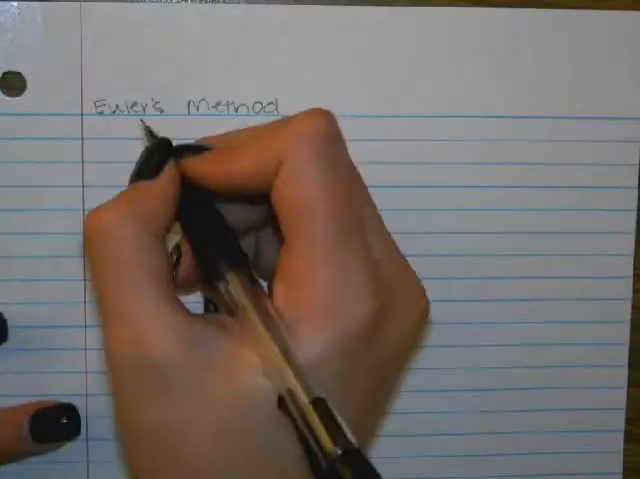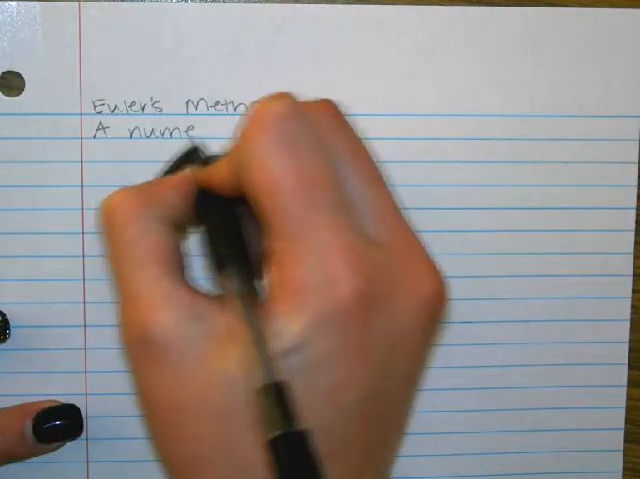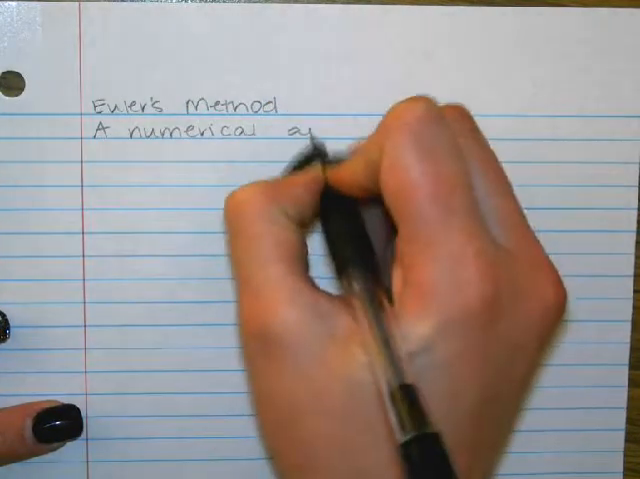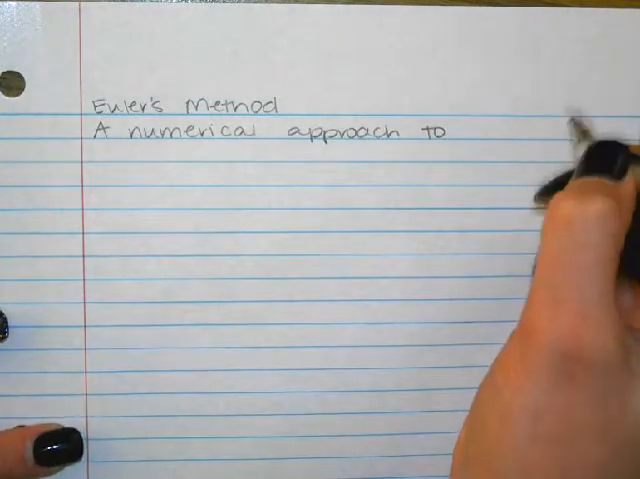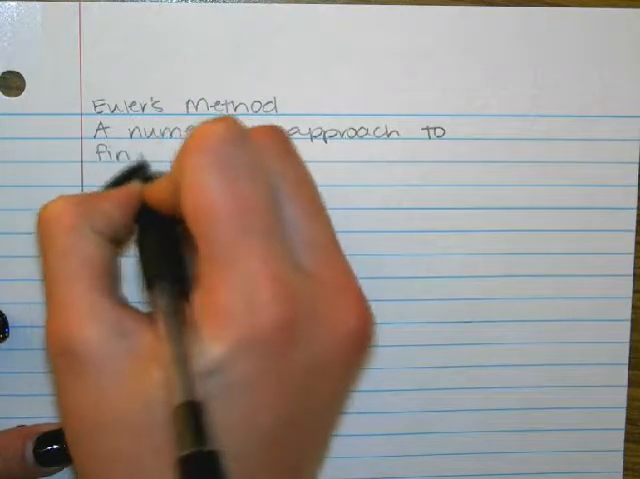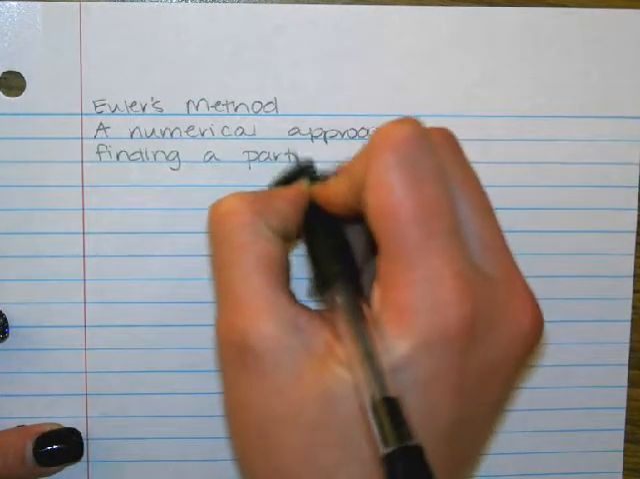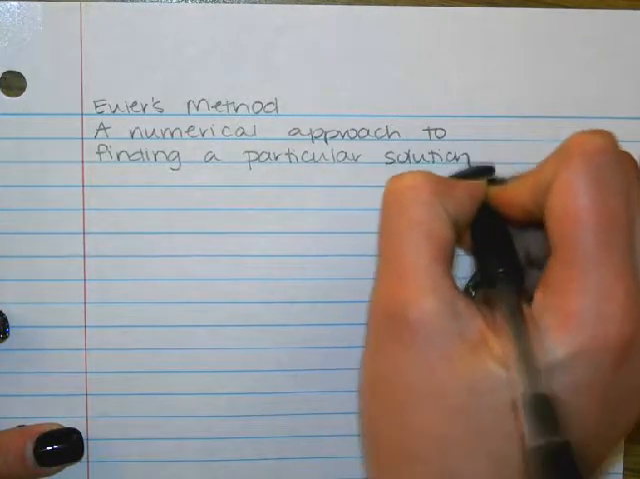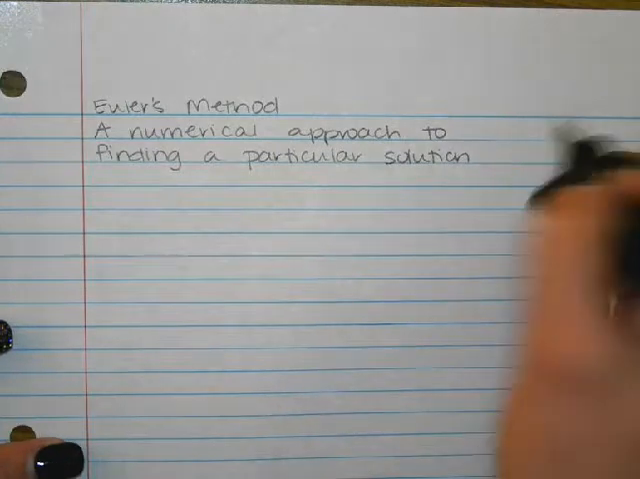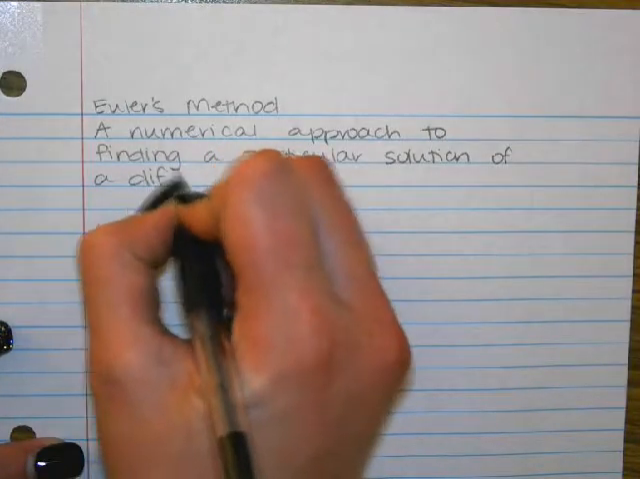All right, so Euler's method is a numerical approach to finding a particular solution of a differential equation.